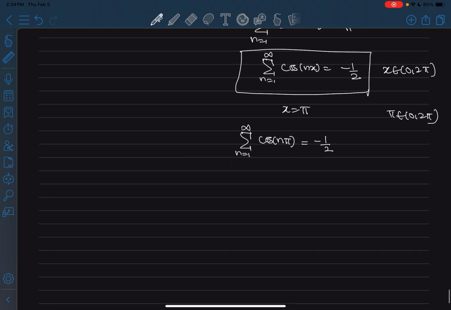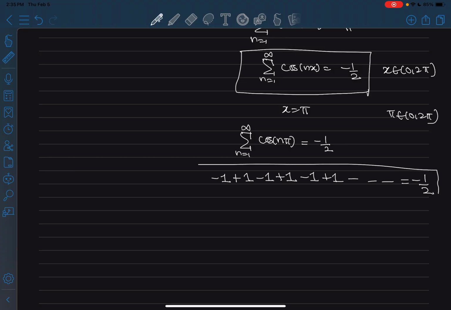Okay, so cosine of 1 pi is minus 1. Cosine of 2 pi is 1. Cosine of 3 pi is minus 1. Cosine of 4 pi is 1. Cosine of 5 pi is minus 1. Cosine of 6 pi is 1. So this series over here is actually minus half.